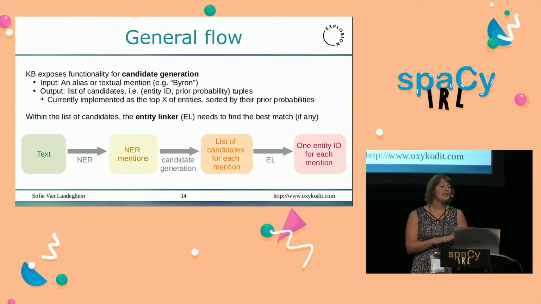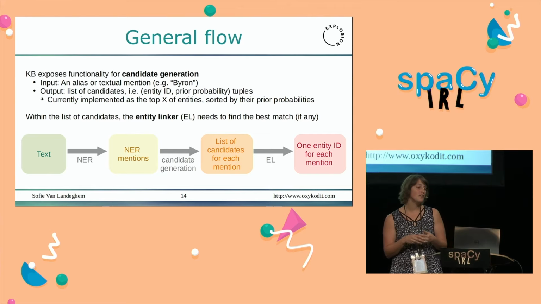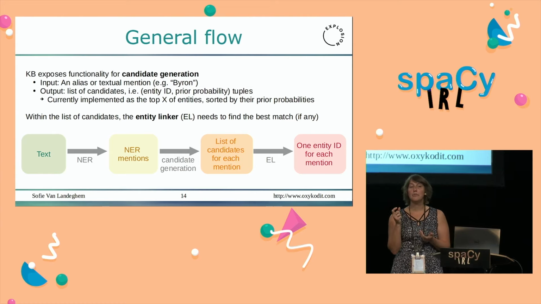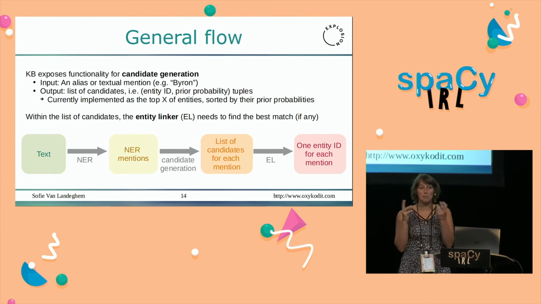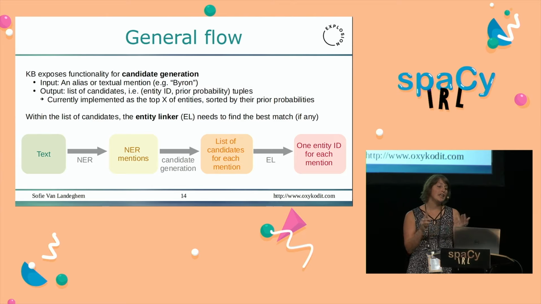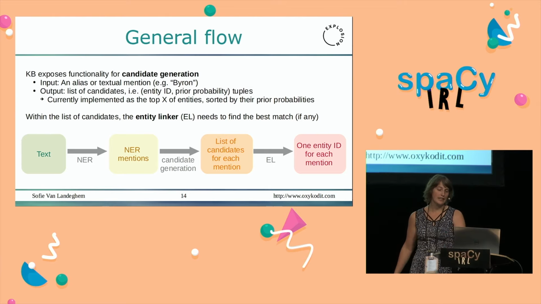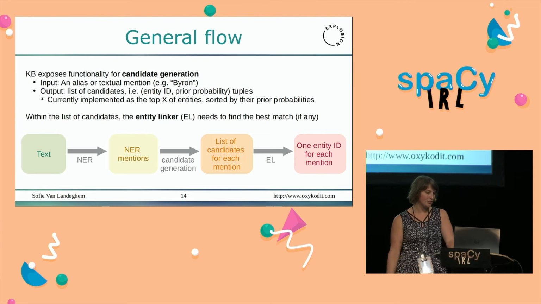Then the general flow is, once we have that knowledge base built, it will also expose some functionality for candidate generation. What happens there is you get your alias or your mention from text, such as Byron, and then you want to output a list of candidates. For instance, you want to output Lady Byron, Lord Byron, Ada Byron, all of the possible candidates. And then on top of that, we want to implement the entity linker, which picks the right one from that list of candidates. So it's sort of a two-step procedure.